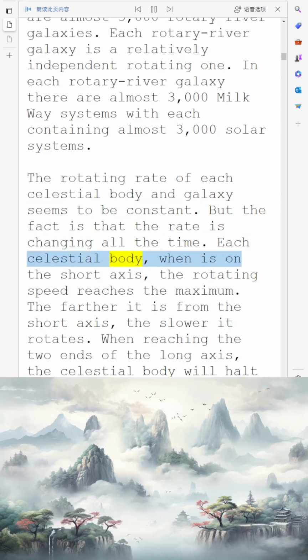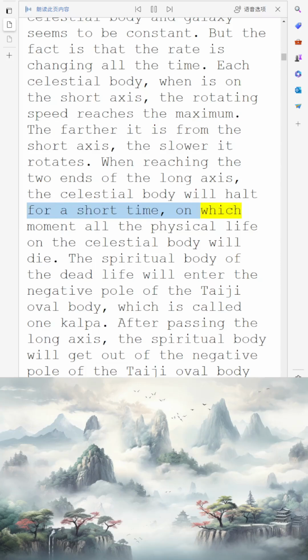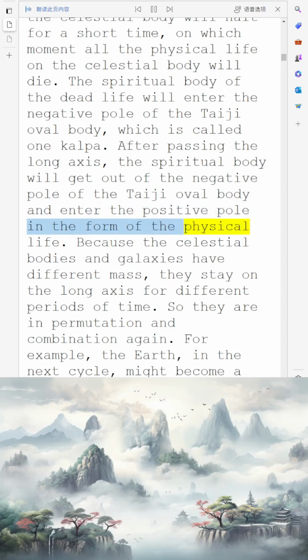Each celestial body, when it is on the short axis, the rotating speed reaches the maximum. The farther it is from the short axis, the slower it rotates. When reaching the two ends of the long axis, the celestial body will halt for a short time, at which moment all the physical life on the celestial body will die. The spiritual body of the dead life will enter the negative pole of the Taiji oval body, which is called one kalpa. After passing the long axis, the spiritual body will get out of the negative pole of the Taiji oval body and enter the positive pole in the form of the physical life.